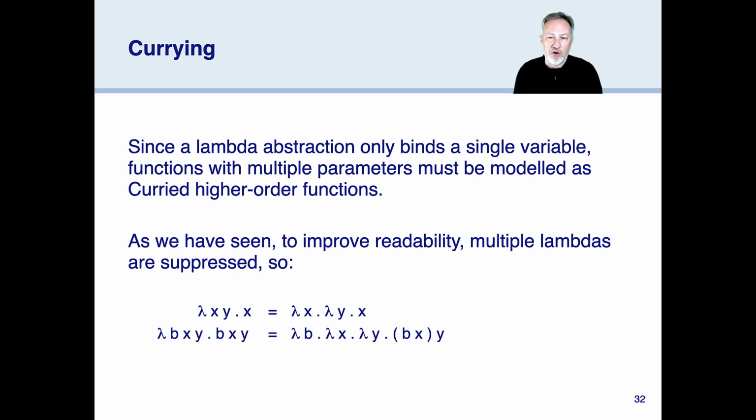Now, lambda abstraction only binds a single variable. Functions with multiple parameters could be modeled as curried higher order functions. In Haskell, we have tuples. We don't have tuples in lambda calculus, but as we'll see in a moment, we can model them. To improve readability, we left off multiple lambdas, just like we did in Haskell. So lambda xy dot x is the same as lambda x dot lambda y dot x, and so on. So this leads to fewer lambdas, fewer dots, and fewer parentheses.